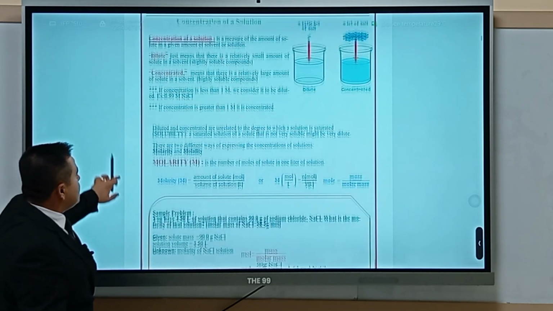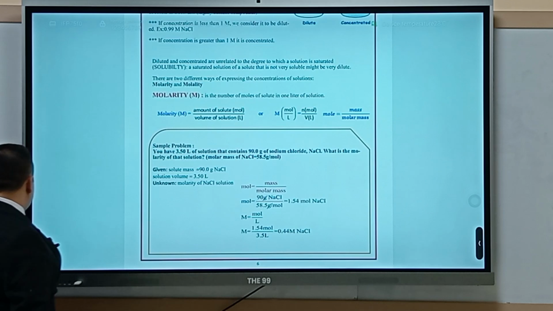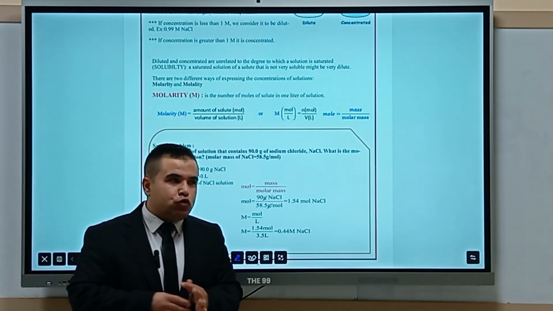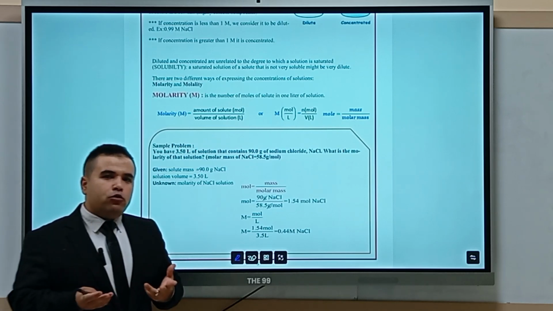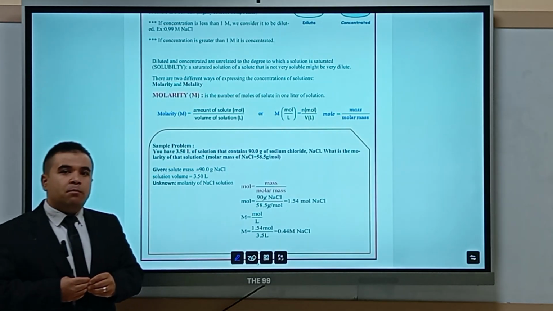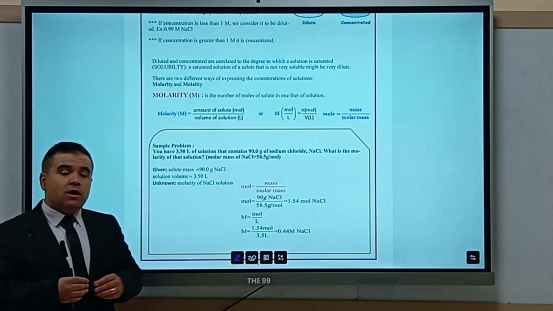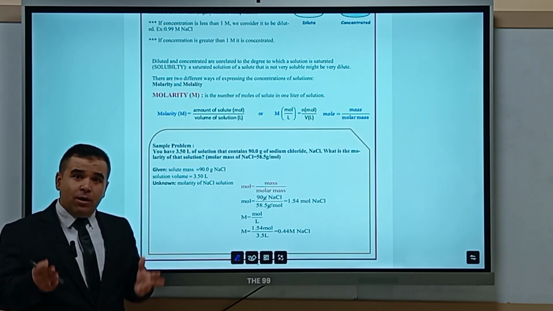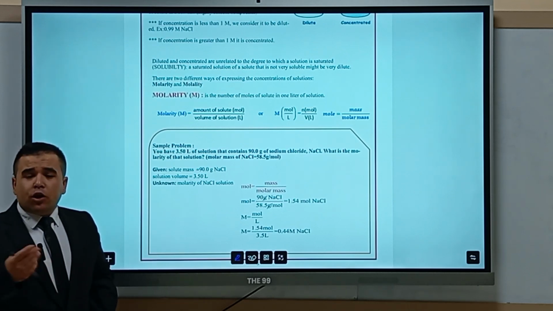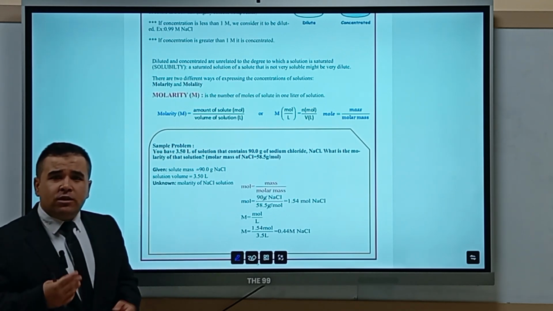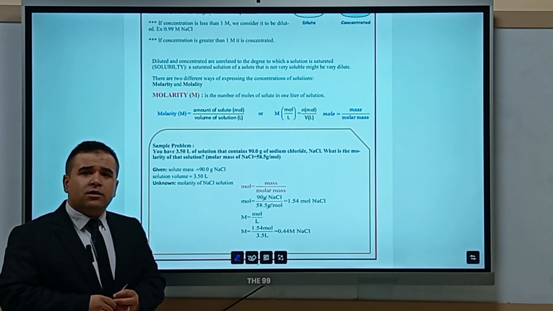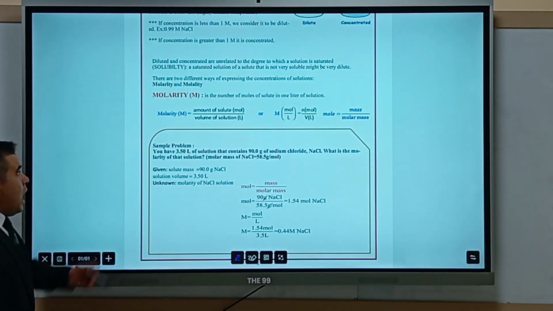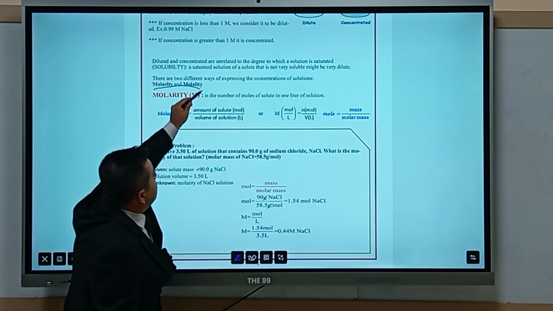Let us define, guys, the methods of measuring concentration. How to measure the concentration of a solution? Of course, we have 3 methods to measure the concentration of solutions. The first, molarity, the second, molality, and the third, normality. But in our curriculum, we'll be talking about only the first and the second. The third is not mentioned. So what's the molarity?